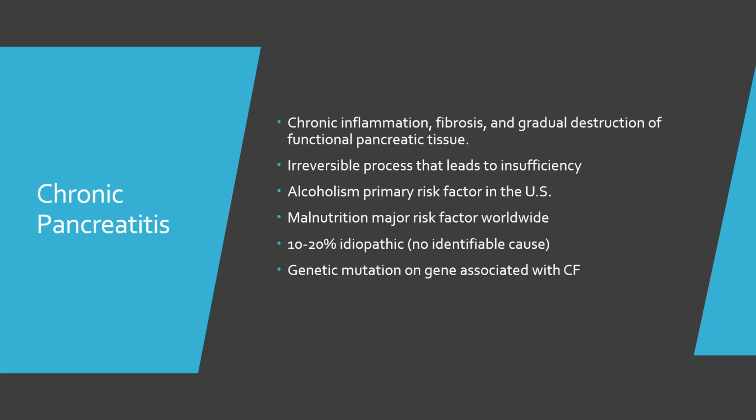So now let's compare this to chronic pancreatitis. This is a chronic condition, a chronic inflammation. It's a gradual destruction of the pancreas, so the pancreas decreases its function. Remember we said acute was abrupt onset. This is more of a chronic condition. It is not reversible. So unlike acute pancreatitis, which we said was reversible, chronic pancreatitis is irreversible. Alcoholism is the primary risk factor in the United States, so we always want to get that kind of history from our patients.